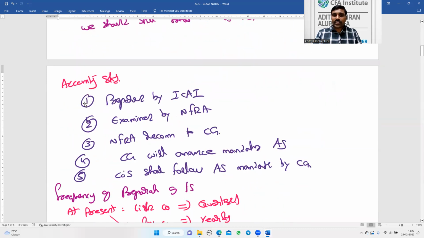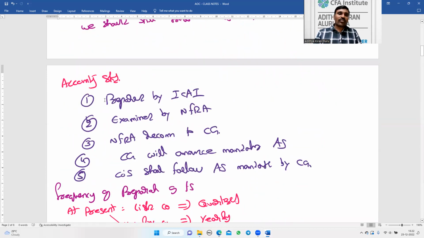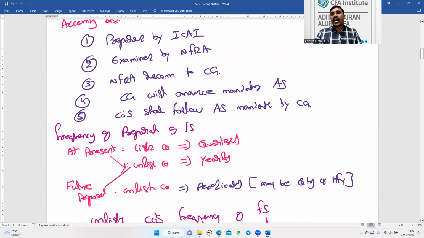Next, accounting standards will be prepared by the ICAI. Thereafter, they will be studied by the NFRA. Thereafter, NFRA will give recommendations to the central government. The central government will announce mandatory accounting standards, and companies shall follow the accounting standards mandated by the central government.